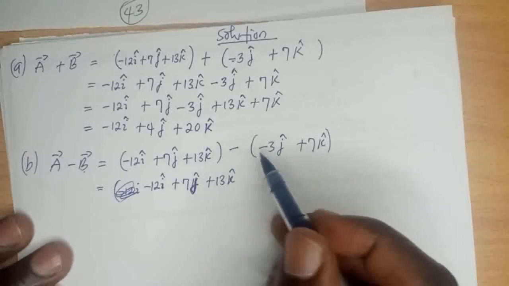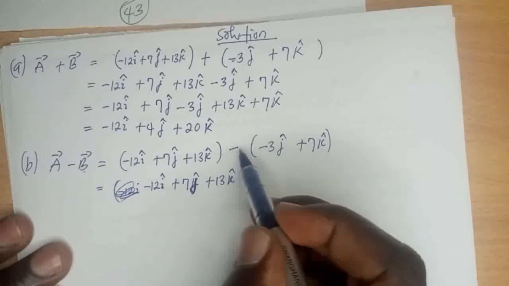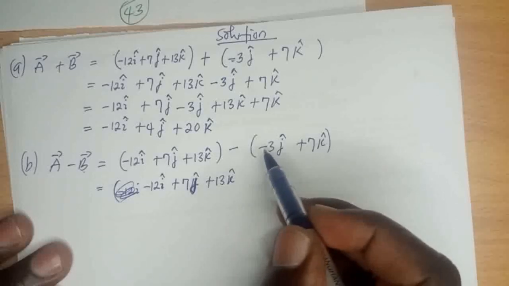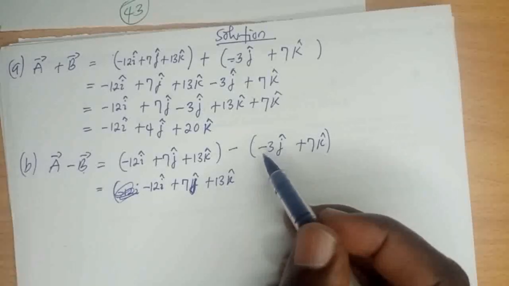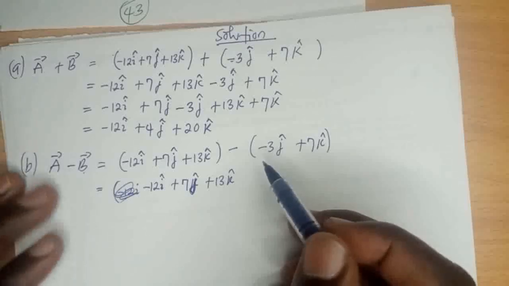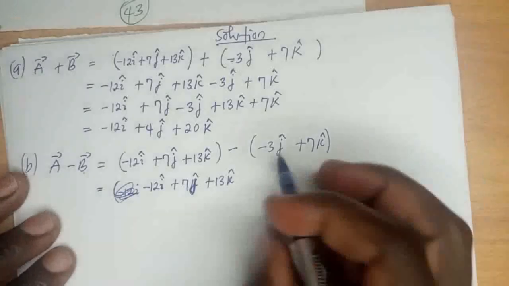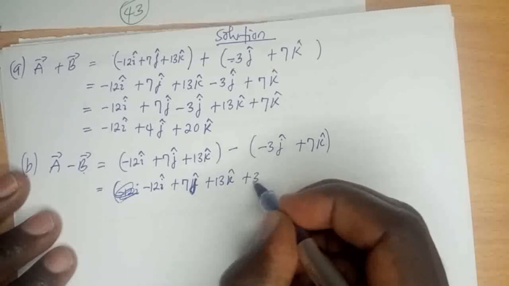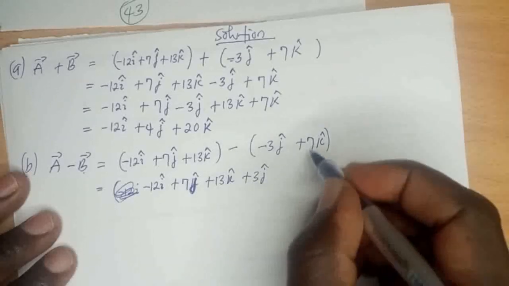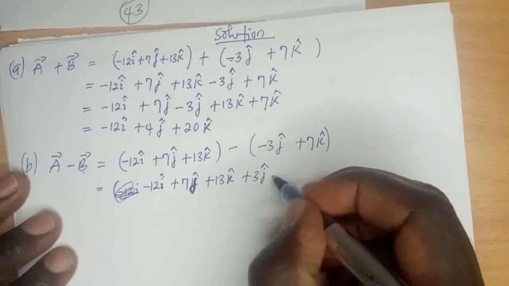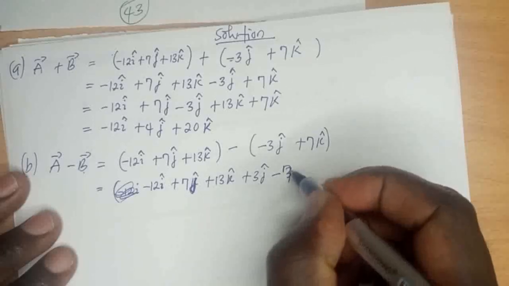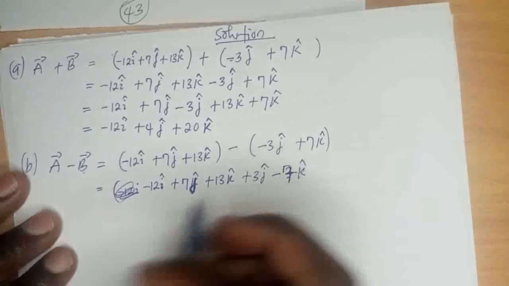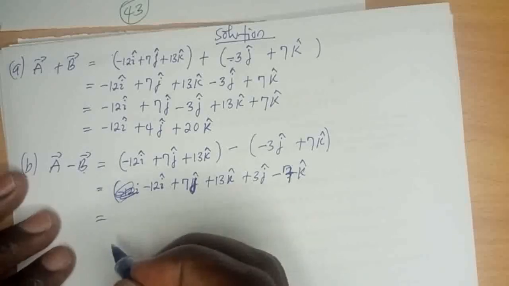Now this is important because I have a negative sign here. It will change every negative in the bracket to positive and every positive to a negative. This means minus 3 j cap will become plus 3 j cap, and then plus 7 k cap will become minus 7 k cap. Now I will group the like terms.